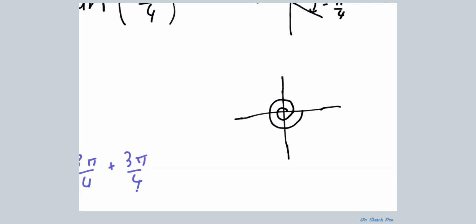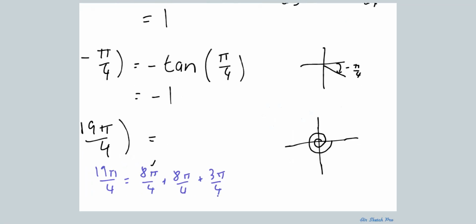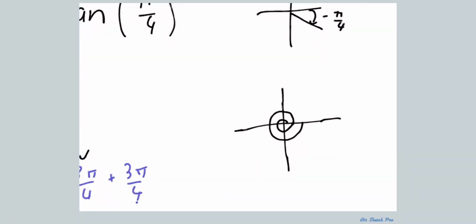Now, that gets me the first 2, that's that and that done. The 3 pi on 4 is just not quite to pi, right? So that's 0, that's pi on 2, that's pi, that's 3 pi on 2. So 3/4 of pi will be somewhere in here.